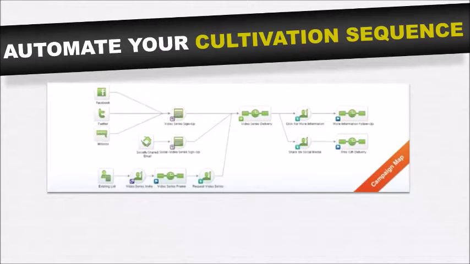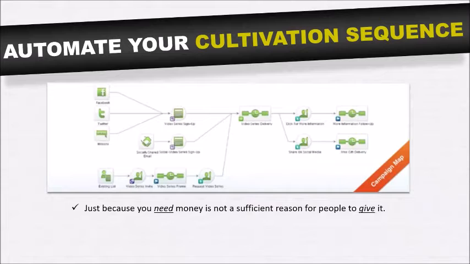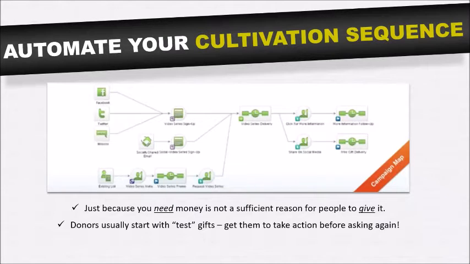So some important things to remember when sequencing your automated emails are things like realize that just because you need money, that's not a sufficient enough reason for people to give money. There has to be some connection to your cause first. Just because you need it doesn't mean they will give it. So make that connection a strong connection. Donors usually start with test gifts. Remember this, to see how you're going to use the money and how you're going to interact with them. If you get them to take an action before asking them for more money or a bigger gift, they're more likely to trust you and be more eager to make that next gift.